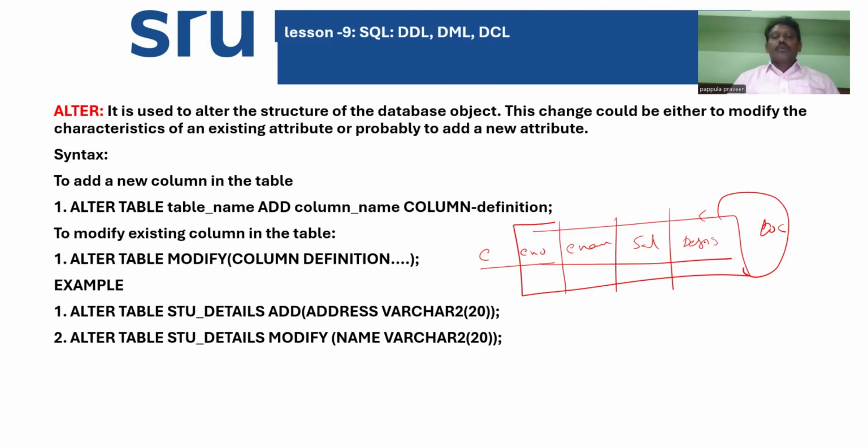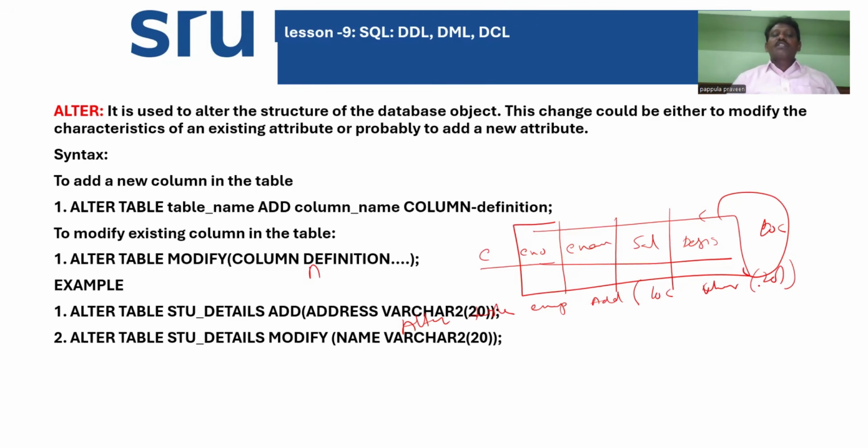It could be either to modify the characteristics of an existing attribute, or to add a new attribute. Now to add a new column in the table: alter table name, add column name, column definition. How can I write here? Alter table, what is the table name? Employee, right? Add, what is the attribute? Location, character of 20. This is the alter command. Alter table name, add column name, column definition. Column name is the location. Now column type is the character.